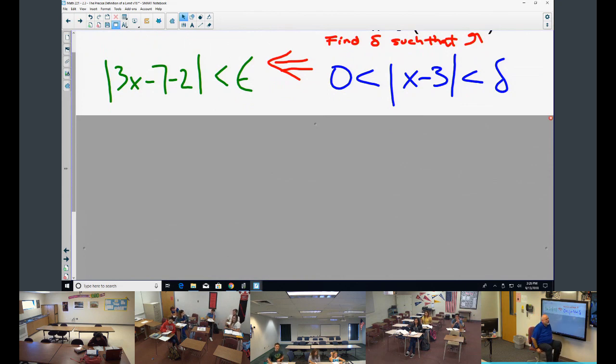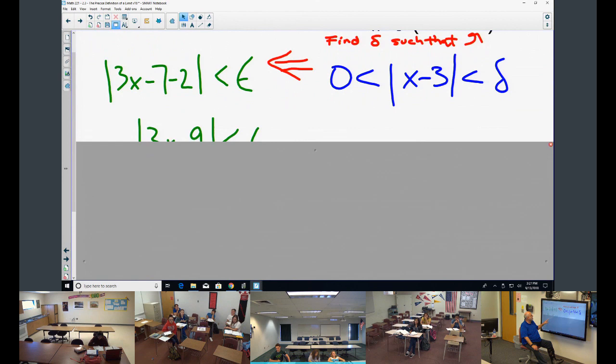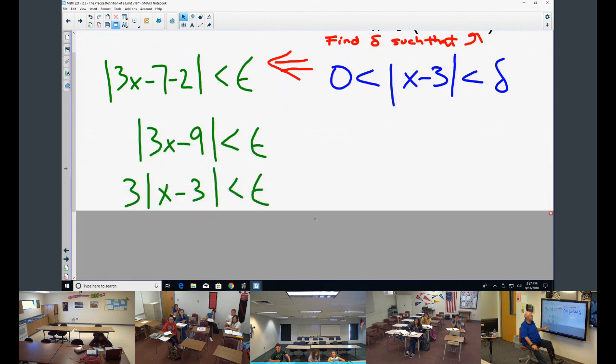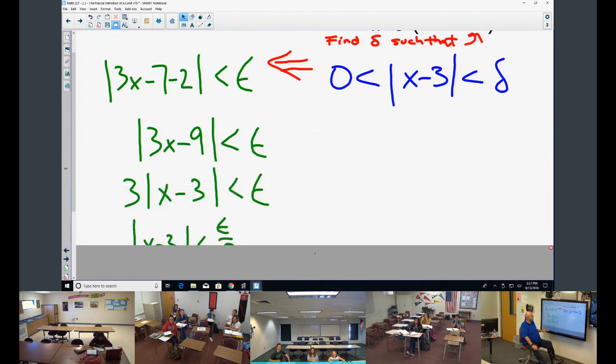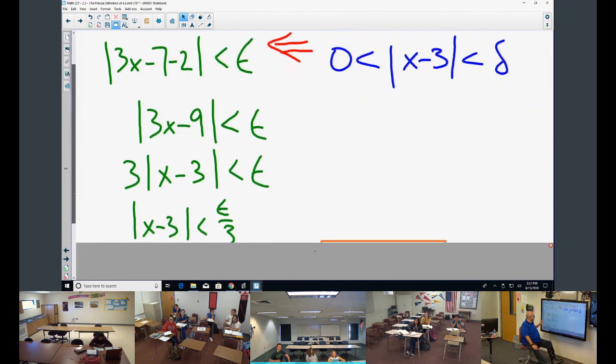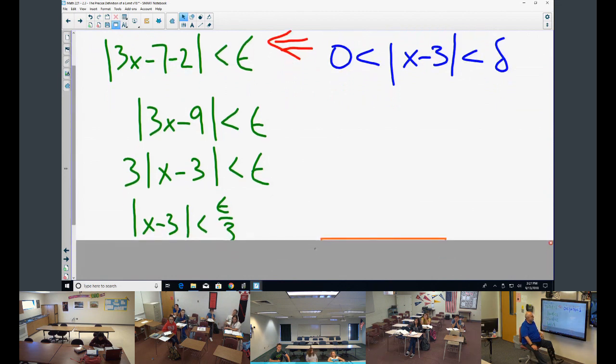Okay, so can anyone tell me what do I do next here? What's the process? What is it I'm trying to do? So you make it 3x, and then you add the minus 7, minus 2 to get minus 9. Then you factor out the 3, so you get 3 times x minus 3, and then you divide epsilon by 3, so then you get x minus 3 is less than epsilon divided by 3, and then you say, oh look, delta equals epsilon divided by 3. Yep, that's it.